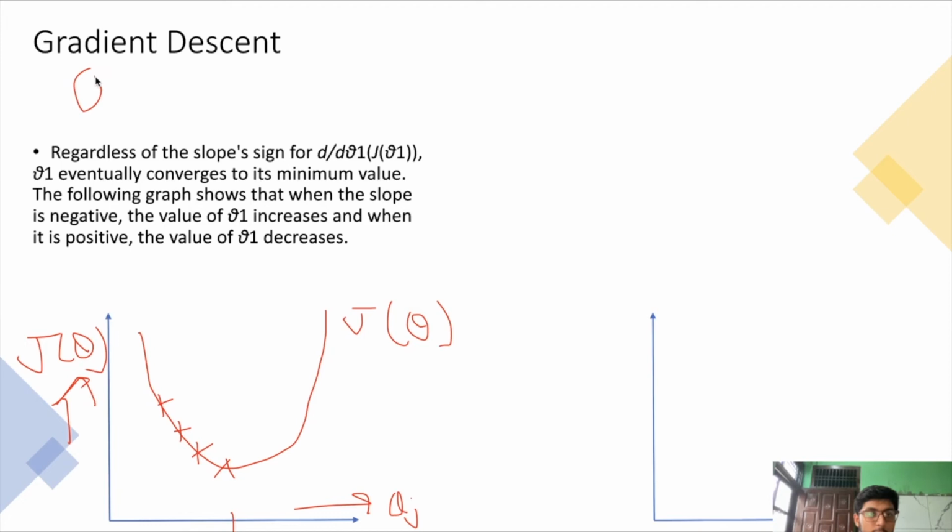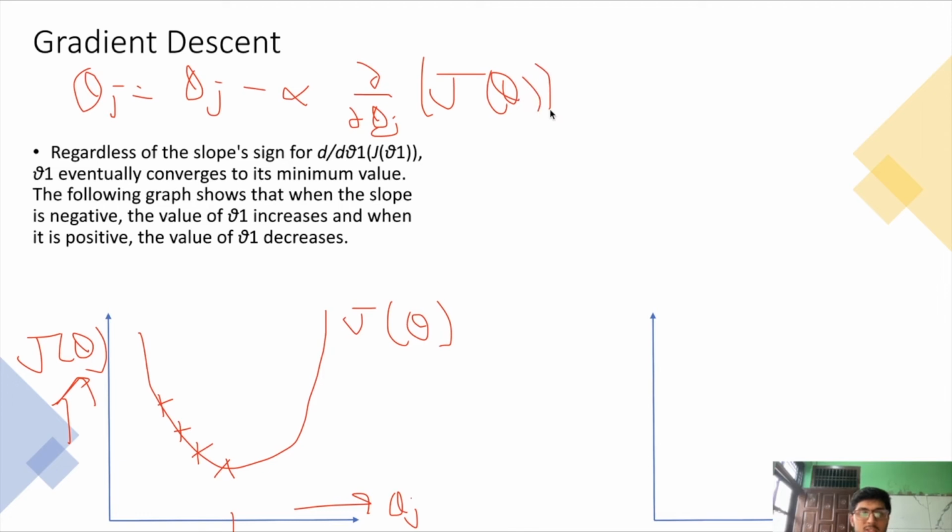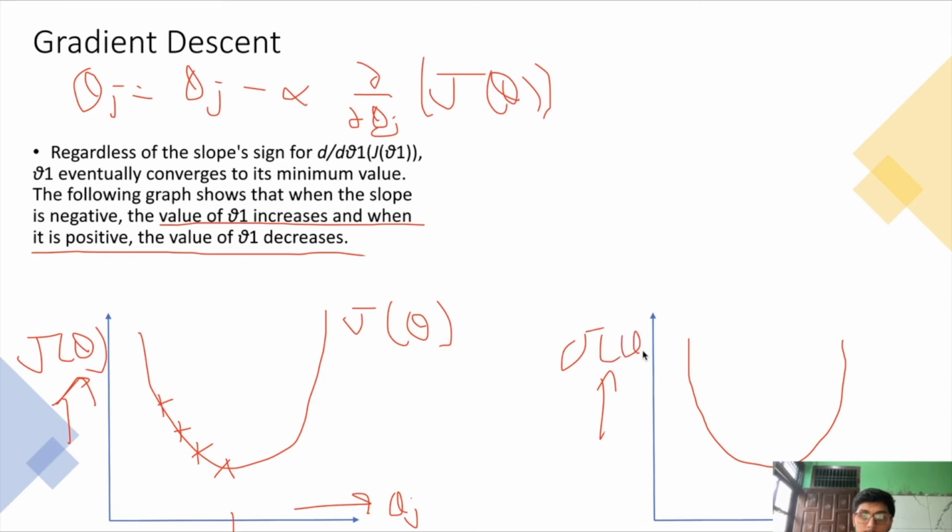Let me just write the formula again. Theta j is equal to theta j minus alpha times the partial derivative with respect to theta j of J of theta. So this is our formula. Now let's see the second condition, where the value of theta 1 increases. This is the last one. When the slope is positive, the value of theta 1 will decrease. Let's see what that means. Same here, this represents theta and this represents J of theta.